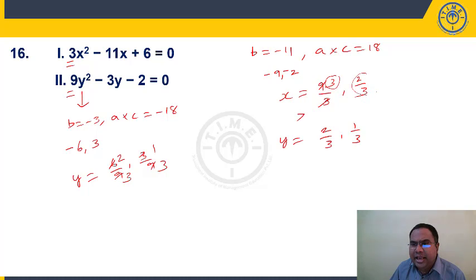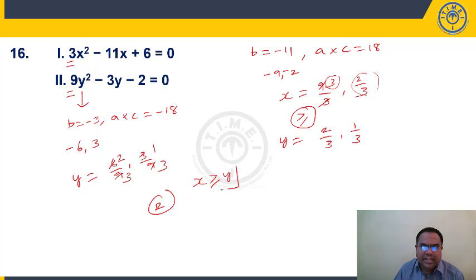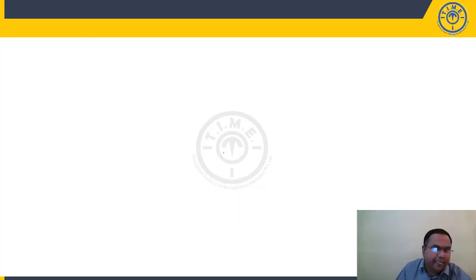When you take 2 by 3, 2 by 3 and 2 by 3 are equal, okay. 2 by 3 is greater than 1 by 3. So I can say greater than or equal to. Greater than or equal to is present in the second option. Roots of x are greater than or equal to roots of y. So it is present in the second option, right.